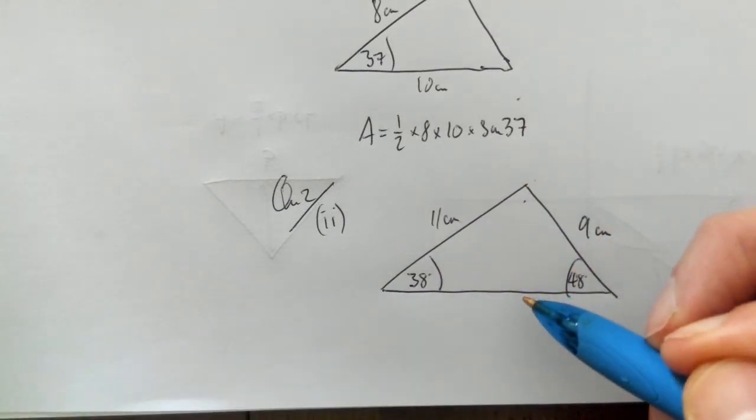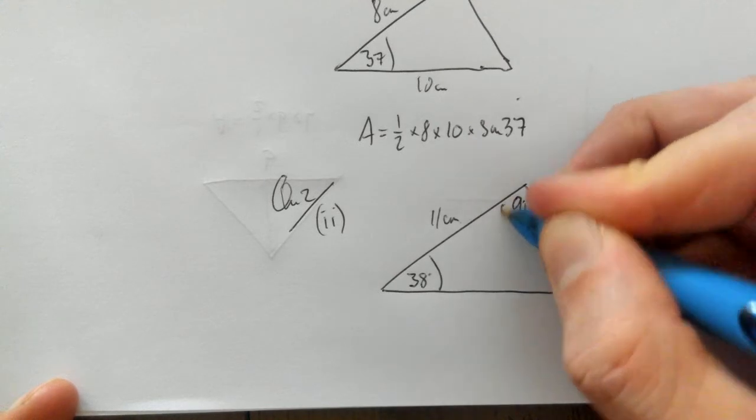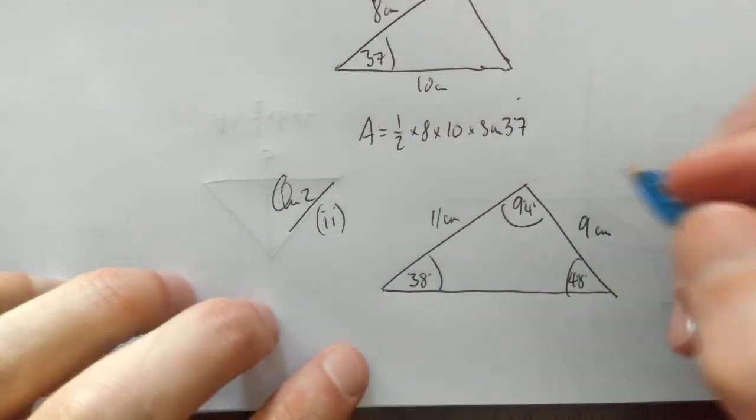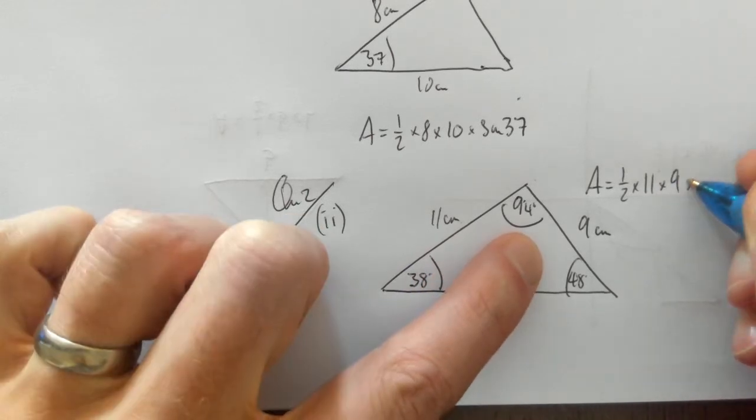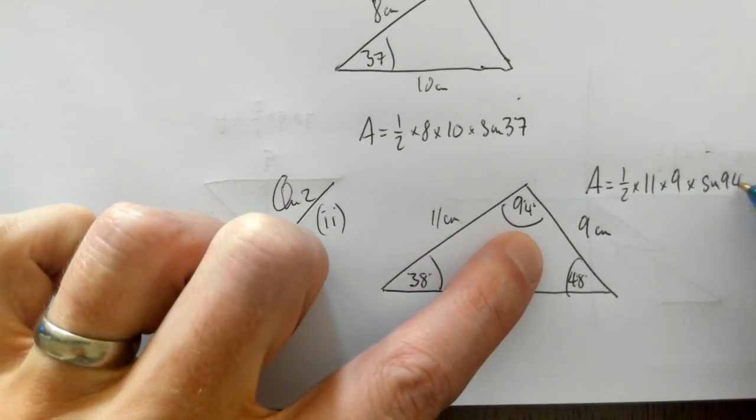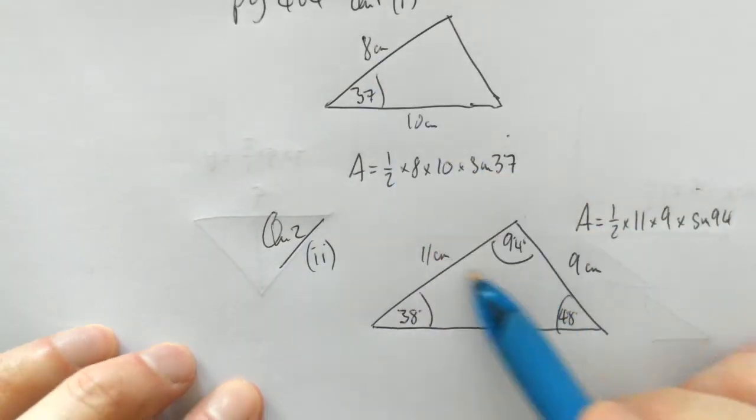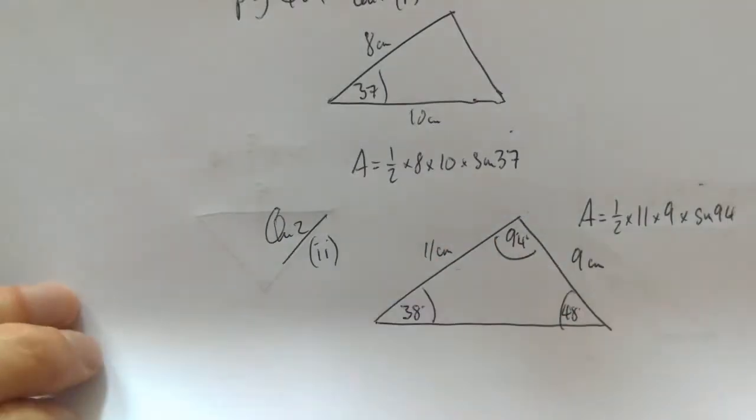So what we need to do is work out this angle just from the angles inside the triangle. So 180 take away 38 take away 48 is equal to 94. Now we have this angle and the two sides sandwiching it in. So the area is equal to half times 11 times 9 times sine 94. Type that in, off you go. So that's two scenarios. One is the ideal one where we've got the angle and the two sides. The other one is you've got to do one more step and work out the angle. Alright, I'm going to look at one more question, then I'm going to put this up, and then hopefully you'll be good to go with some of these ones.